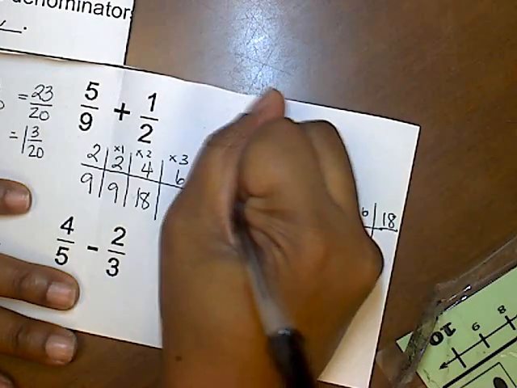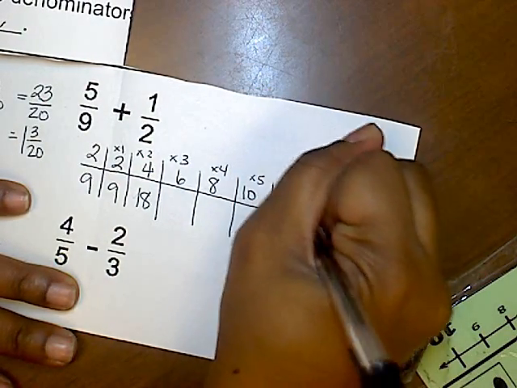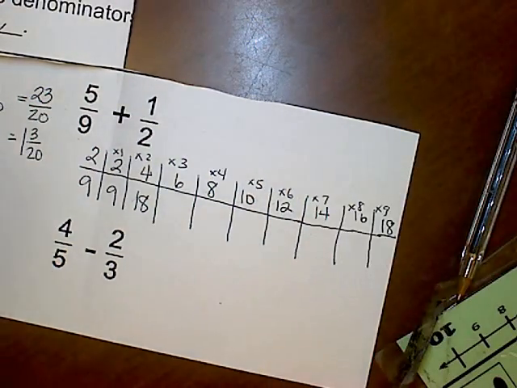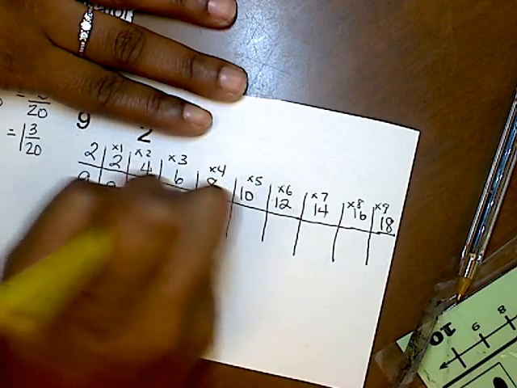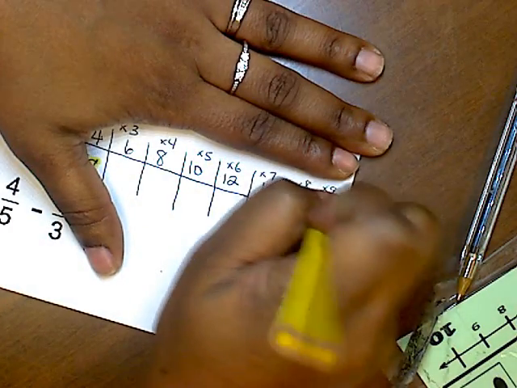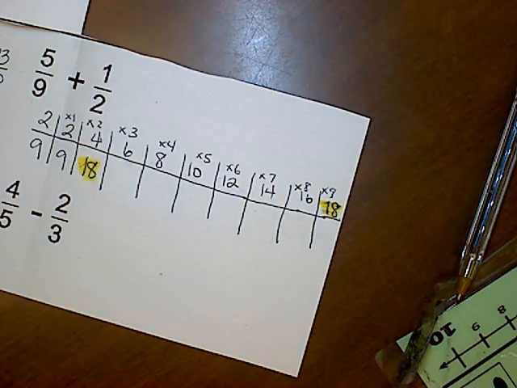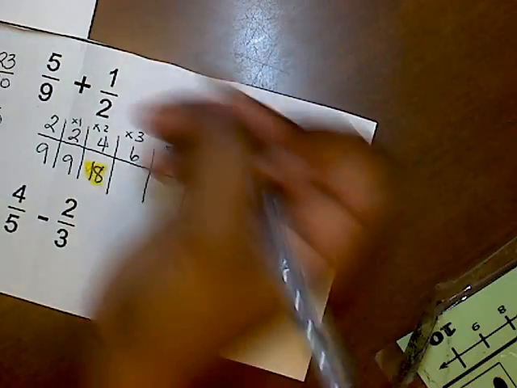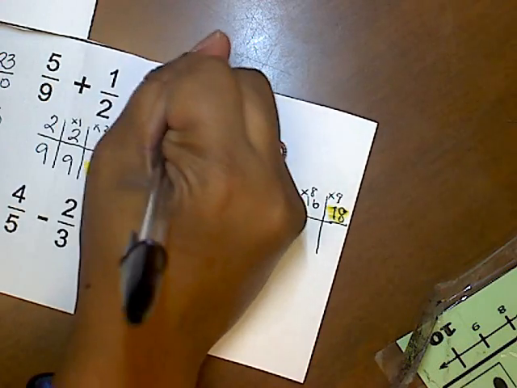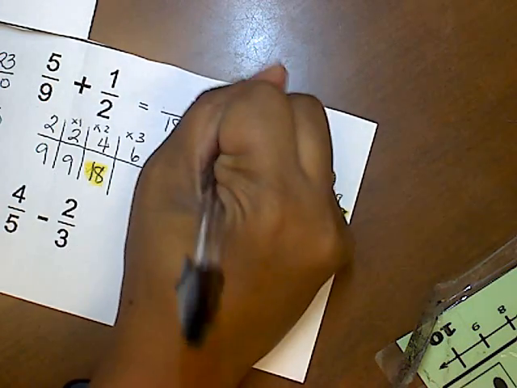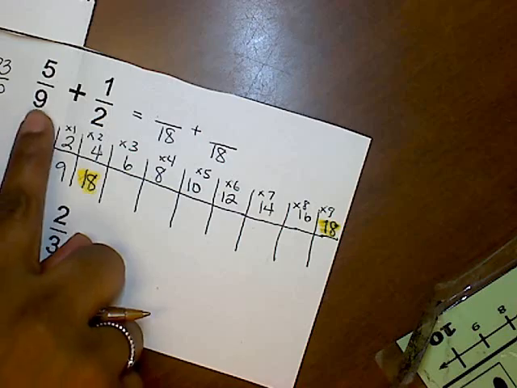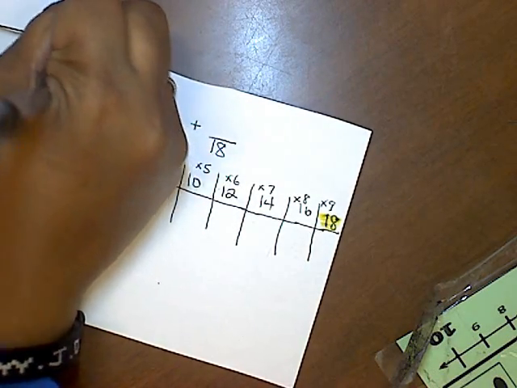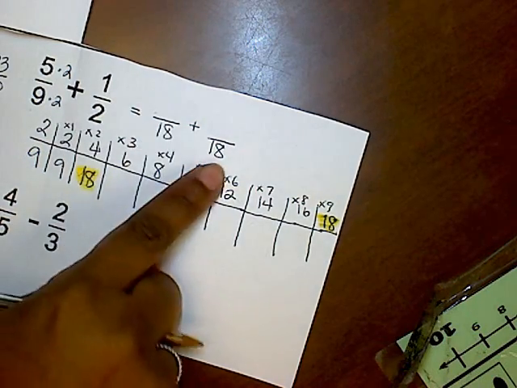So when you find your match, you stop. Don't keep going. Okay? So my match was 18. Those are my matching multiples. So again, you're finding a common denominator, which is just a common multiple. That's why I'm multiplying a common multiple. So we know it's going to be 18 in our denominator. And we're adding. So to get this 9 to be 18, we multiplied by 2. To get this 2 to be 18, we multiplied by 9.